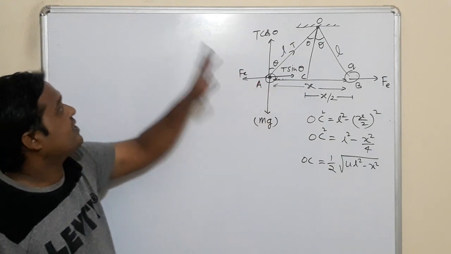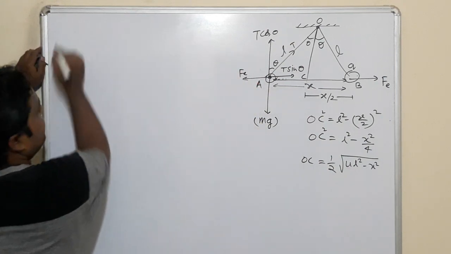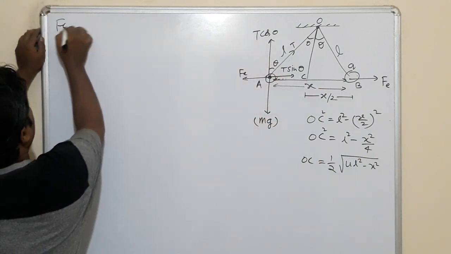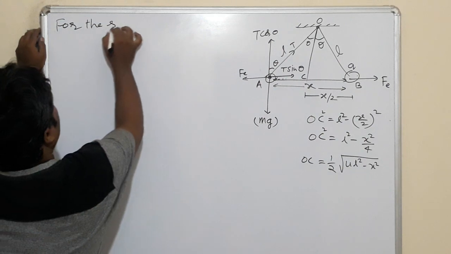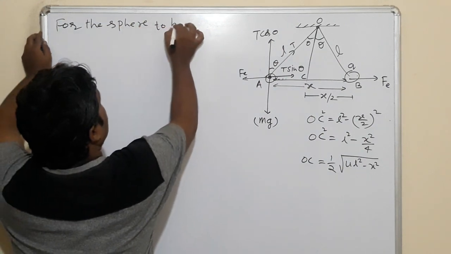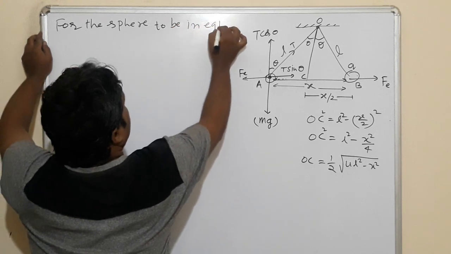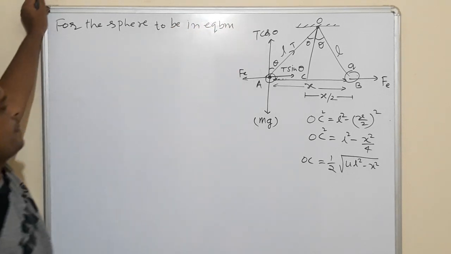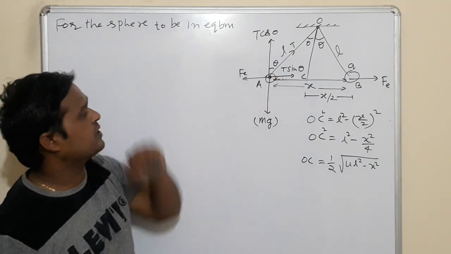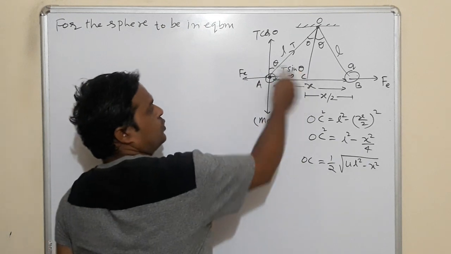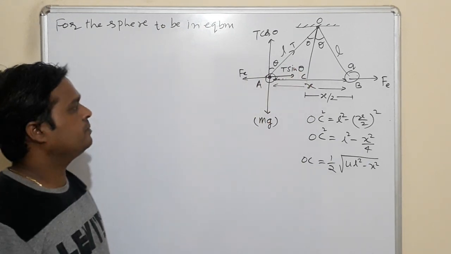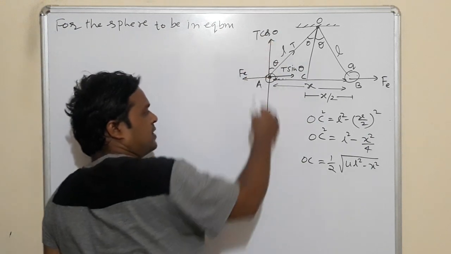It is already mentioned in the situation that the sphere is in equilibrium. That means for the sphere to be in equilibrium, net force must be 0. Net force acting on this sphere must be 0. That means these two forces should cancel each other. It means T sin theta must be equal to Fe and T cos theta must be equal to mg.